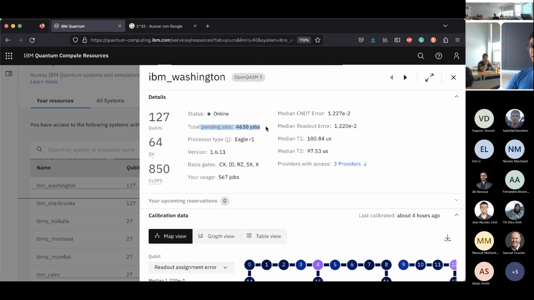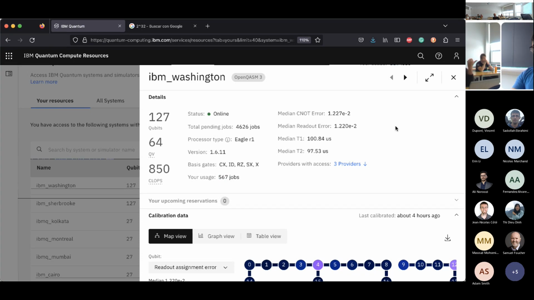Yeah, actually, you can see your place in the list. So here you have 4,630 jobs waiting in line to be run on this computer. I've run 567 experiments. What else can you see?